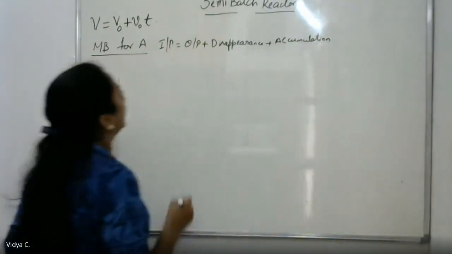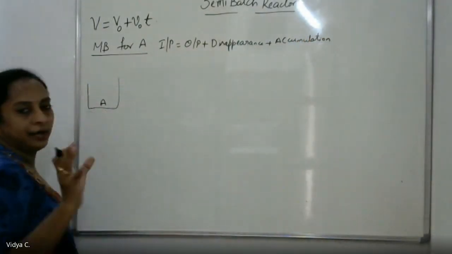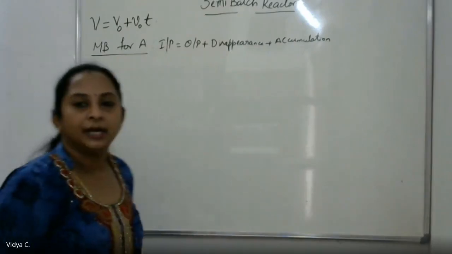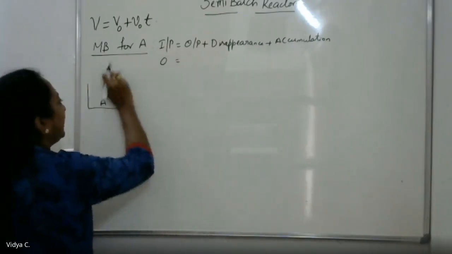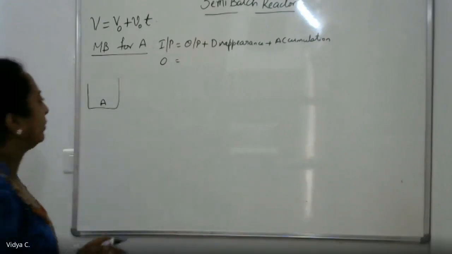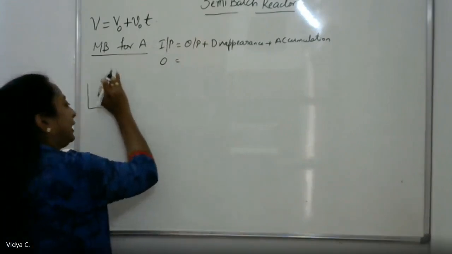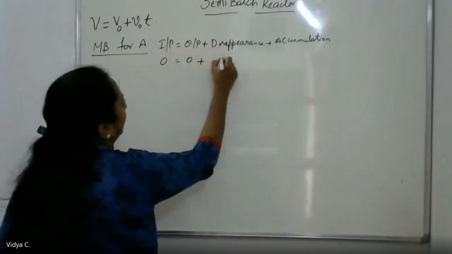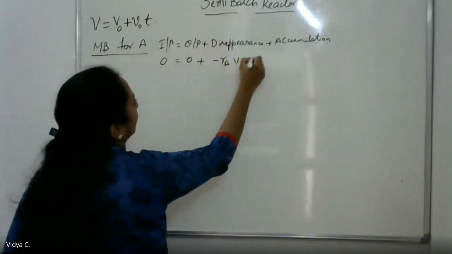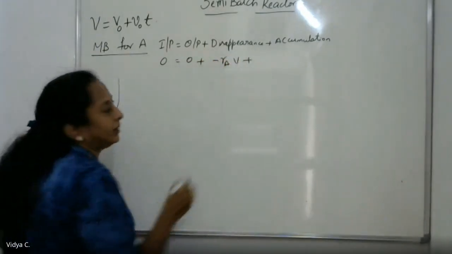Accumulation. Okay. Now, A is already present in the reaction vessel. So is there any continuous input for A? No. So that will be 0. And am I drawing A continuously out? No. Everything actually is accumulating in the batch. So nothing is drawn out, so 0. And rate of disappearance is minus RA into V, and accumulation is dNA by dt.